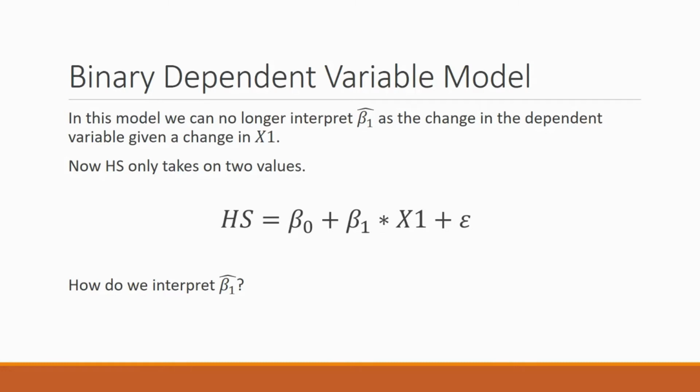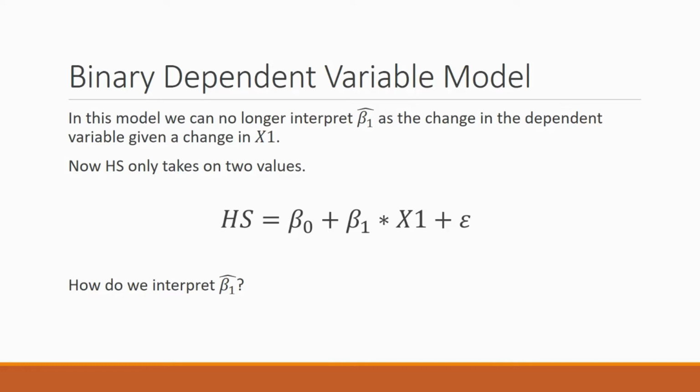So let's just say that instead of having a binary variable here, let's go back and say we had income. So we have some continuous variable here, just for illustration. If we ran the regression and we got beta 1 hat, we would interpret it as the change in the dependent variable, or the change in income, given a 1 unit change in x1, the independent variable.